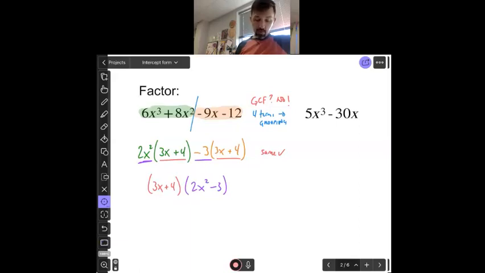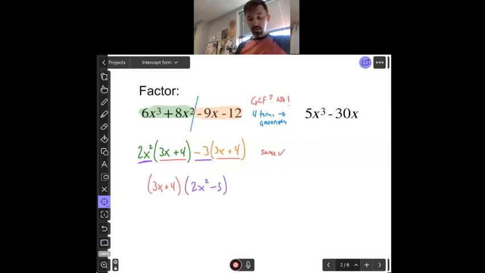Okay, and then we look inside the parentheses. Is there anything in common? 3x and 4, do they have anything in common? Nope. 2x squared and negative 3, do they have anything in common? Nope. Next thing I look for is, are there any squares left? Now this one has a square. Okay, so that's a hint that there might be more to do. And so we check to see if there's more to do.